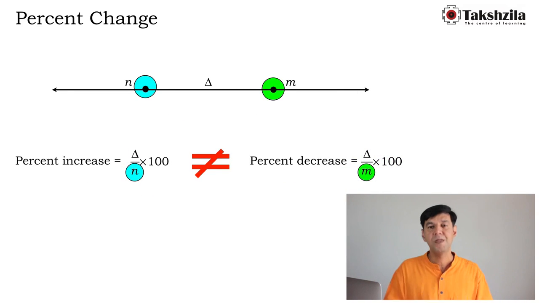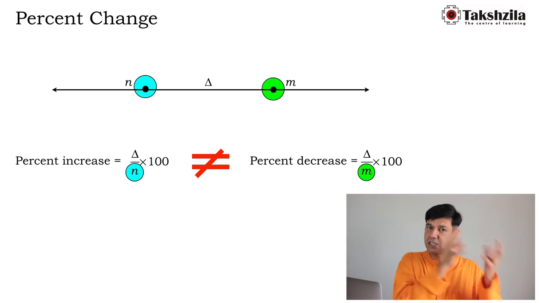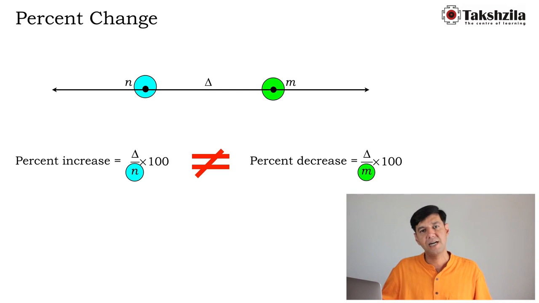The numerator is the change, right? So we have many situations like this, something increasing, then coming back to its original value. So remember the change is the same. Once it's change divided by n, once it's change divided by m. So we'll be using this quite often in questions, right?